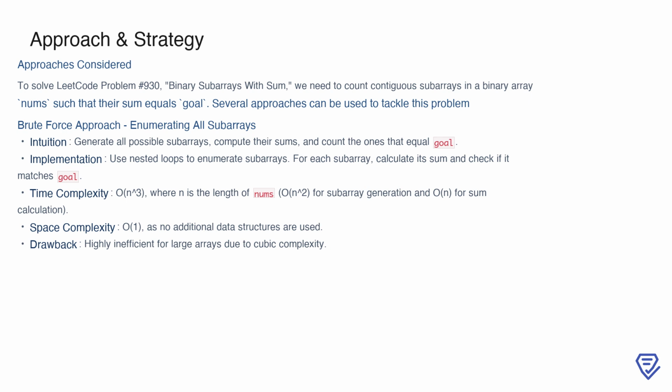While this method is simple and easy to understand, it involves nested loops to enumerate every subarray and an additional loop to compute the sum of each subarray. As a result, it has a time complexity of n cubed, which makes it impractical for large input arrays. On the bright side, it does not require any extra space, so the space complexity is 1. However, the inefficiency of this approach lies in its repeated recalculations, making it clear that we need to find a more optimized strategy for larger datasets.